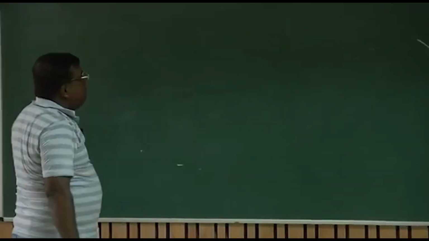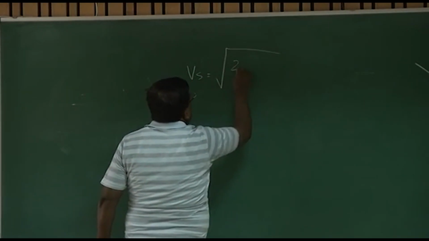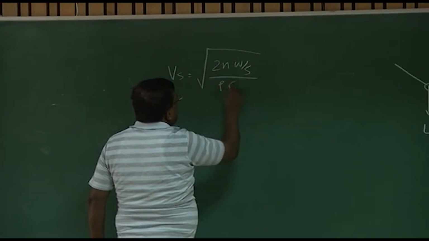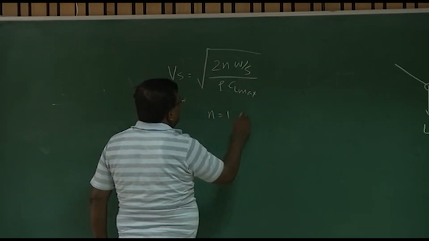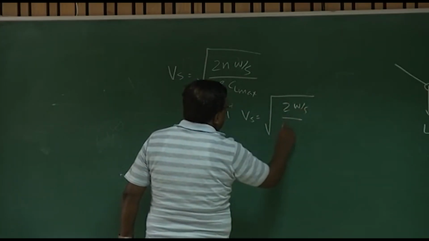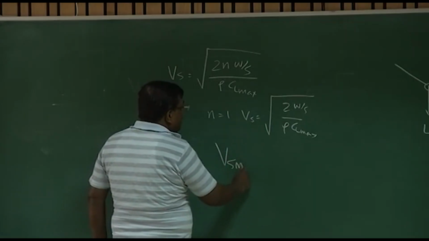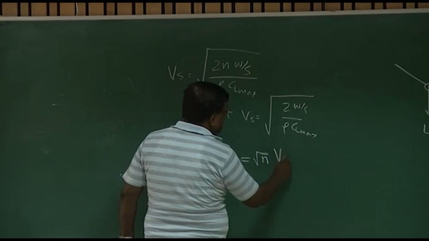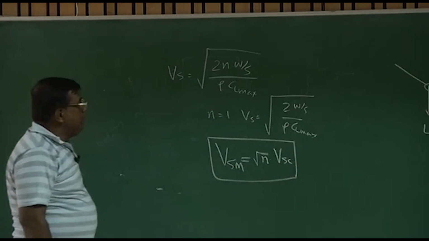Okay? So if I summarize what you have seen, Vstall is root of 2nW by S rho CL max, where for n equal to 1 it is our classical Vstall, which is root of 2W by S rho CL max. Also we have seen Vs for maneuver is root of n into Vstall cruise, based on the cruise.